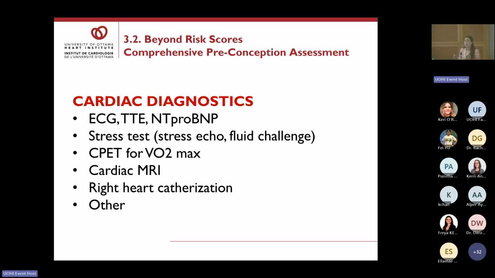This could be particularly helpful in patients, let's say, that have a systemic RV, who would be at high risk from the extra volume of pregnancy. Sometimes we need cardiac MRI with gadolinium that we can't use during pregnancy. So having the time to get these tests is important. And some of the patients with pulmonary hypertension or other cardiomyopathies may actually benefit from invasive hemodynamics.